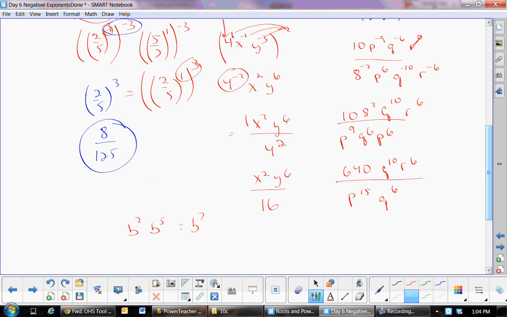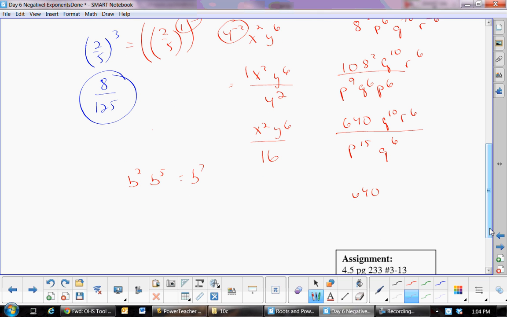Now there's one more thing I can do, and what's that? I can subtract the q. So 640 would be q to the 4, r to the 6, all over p to the 15. So it stays on the top though? It stays on the top, yep. 10 minus 6 is 4. Okay, and there's the assignment.